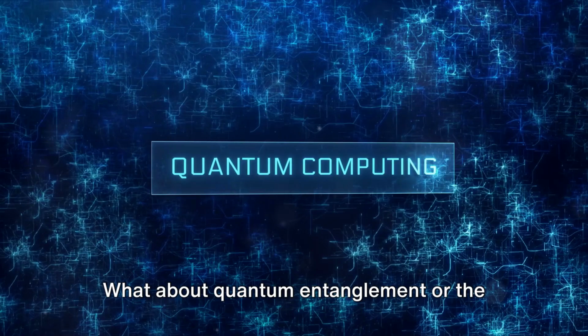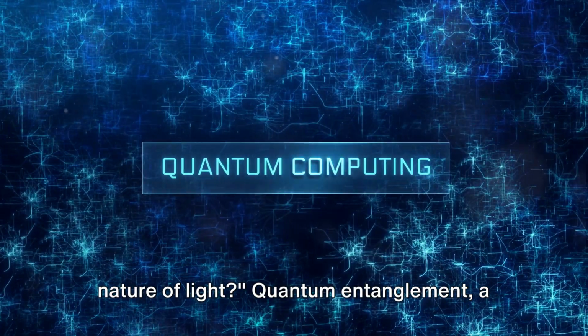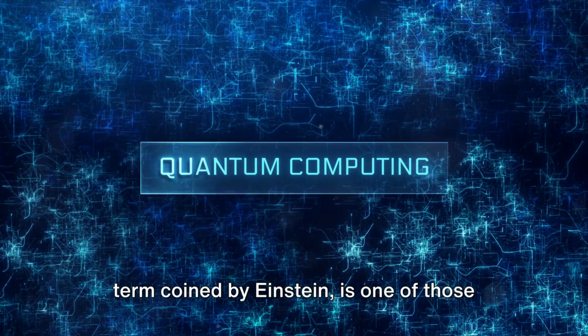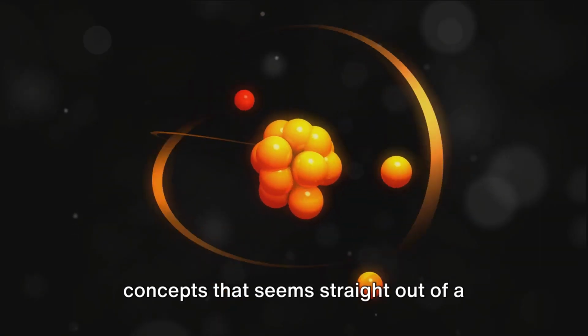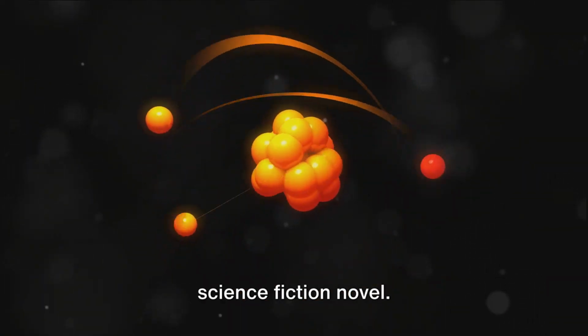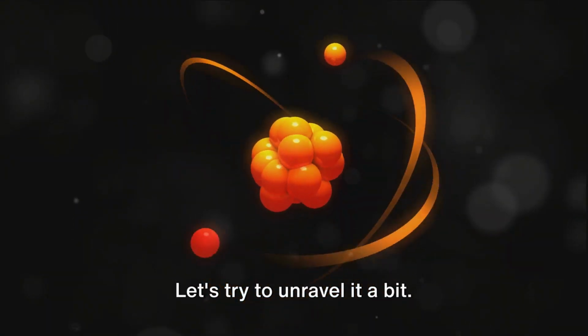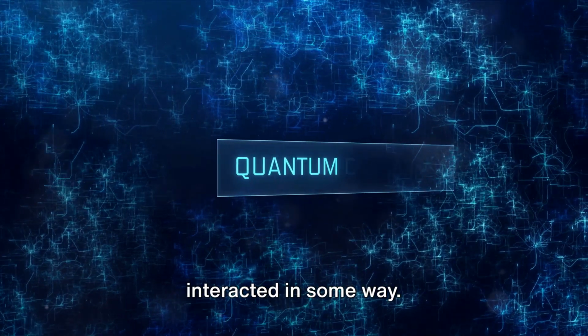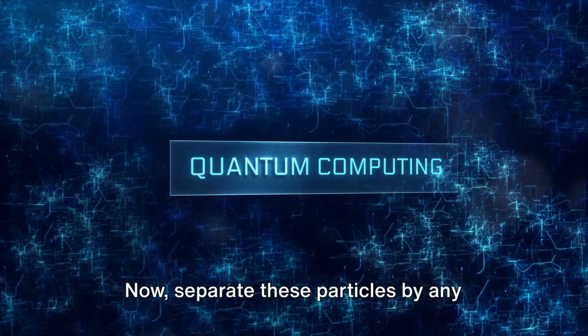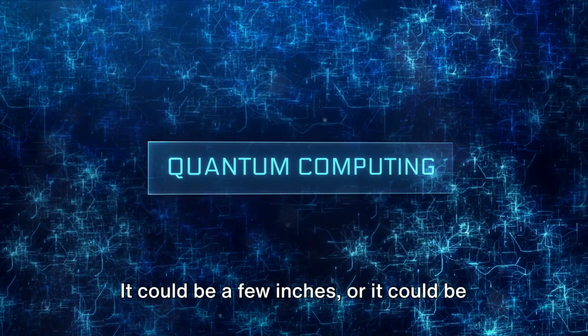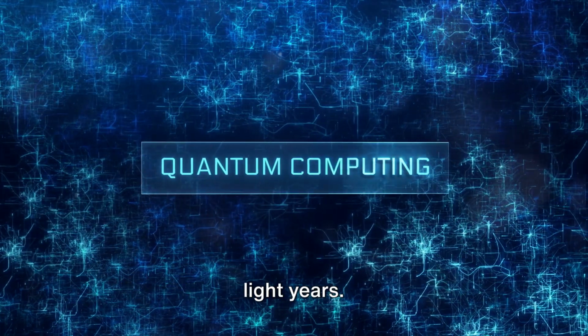What about quantum entanglement or the nature of light? Quantum entanglement, a term coined by Einstein, is one of those concepts that seems straight out of a science fiction novel. Let's try to unravel it a bit. Picture two particles that have interacted in some way. Now separate these particles by any distance you like. It could be a few inches, or it could be light years.